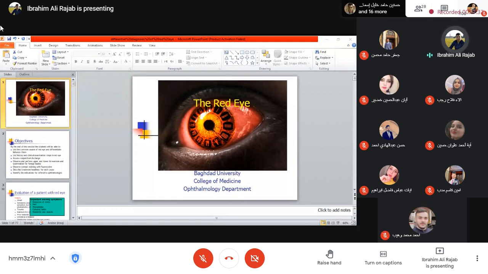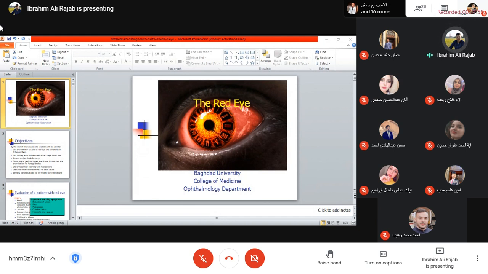Mucopurulent discharge may be caused by bacterial conjunctivitis or chlamydial. Purulent discharge is caused by gonococcal. Although it is bacterial, they separate simple bacterial conjunctivitis from gonococcal conjunctivitis, because gonococcal conjunctivitis causes very severe conjunctivitis.